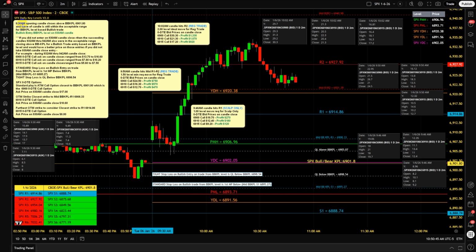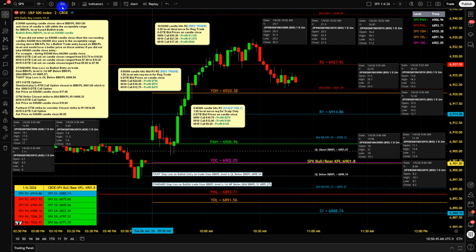So as we have in our note here, the 9:30 a.m. opening candle closes above the bull bear KPL at 6901.80, and the close of the candle is still within the acceptable range for a BBKPL level based bullish trade. So that is a bullish entry on the BBKPL level on the 9:30 a.m. opening candle.